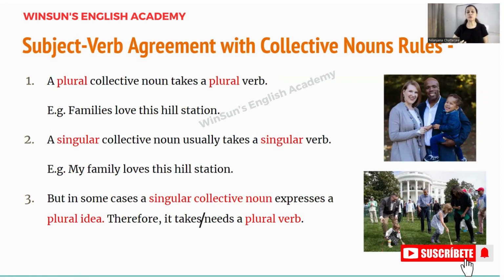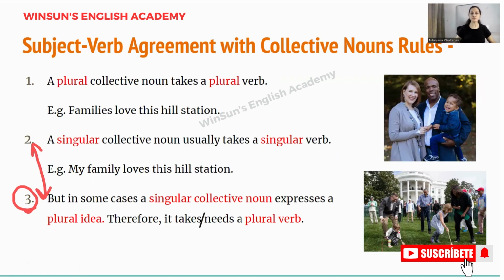I start with plural collective noun. Why? Because these two have a connection. This one is for the advanced level. A plural collective noun takes a plural verb. That's a common rule: a plural noun takes a plural verb. Second one, singular collective noun takes a singular verb.